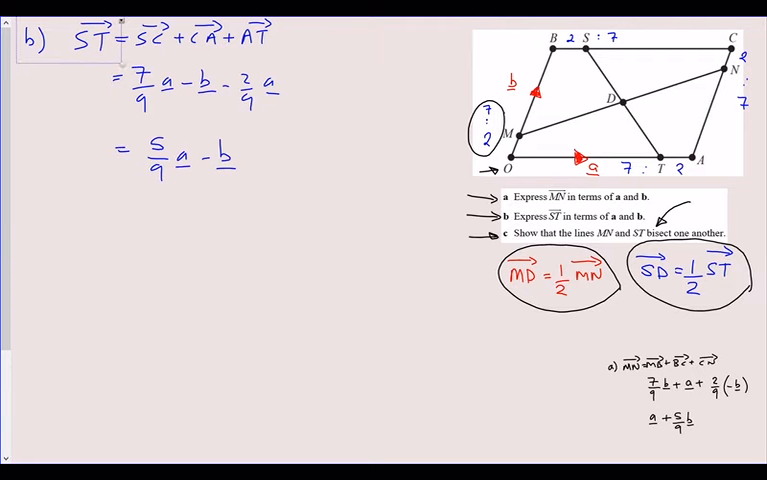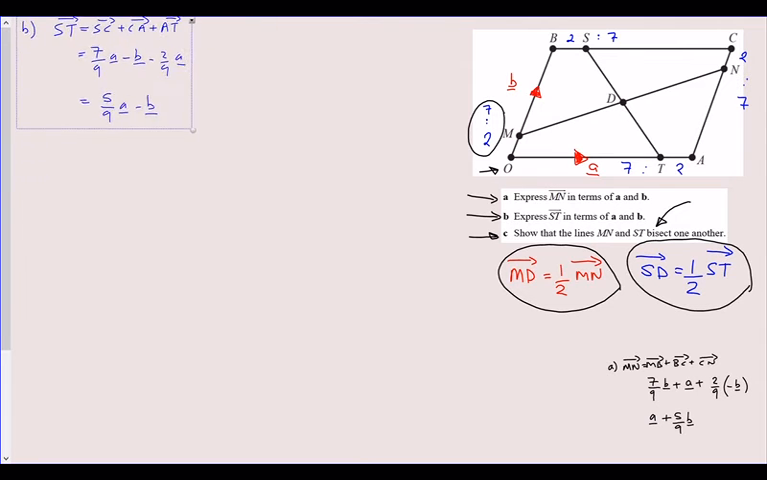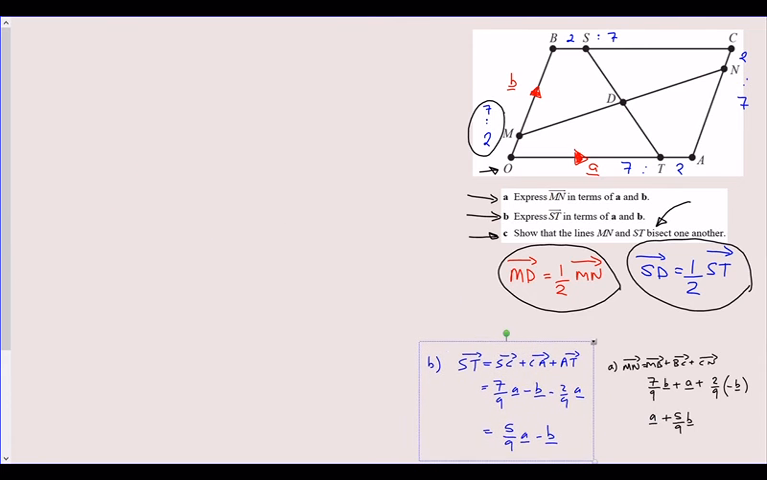Again, I'm just going to collect these together now and group them. Put them to one side. Okay, so nice and straightforward there for parts A and B. Now we need to demonstrate that the lines bisect one another.